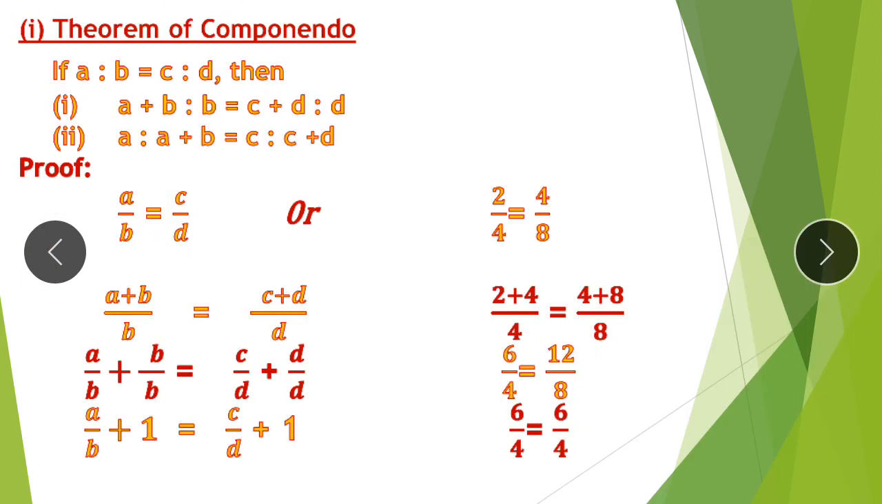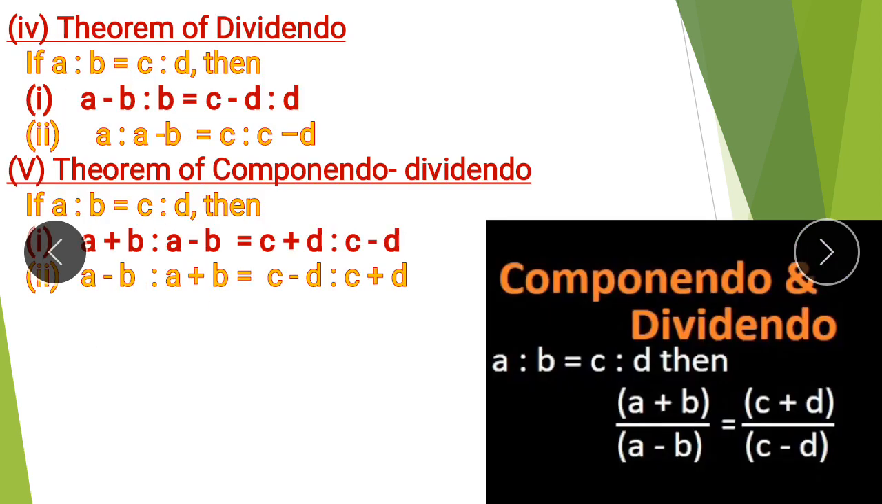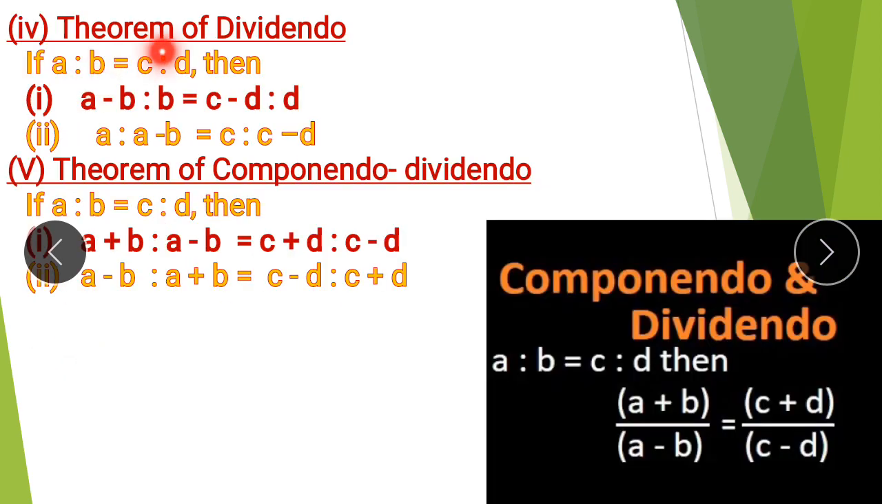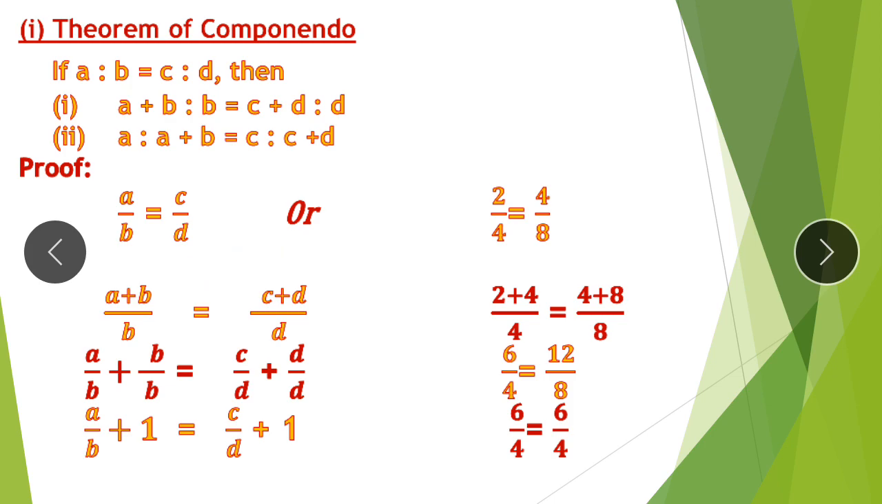As we know, in componendo we go with the addition process, whereas in dividendo we go with the subtraction process. So when we combine both of them, it makes the theorem of componendo and dividendo. In other words, when we divide the componendo theorem by the dividendo theorem, as a result we get the componendo and dividendo theorem. The proof of these is not very important and will not be used as much, so this proof and the examples are done just for the concept.